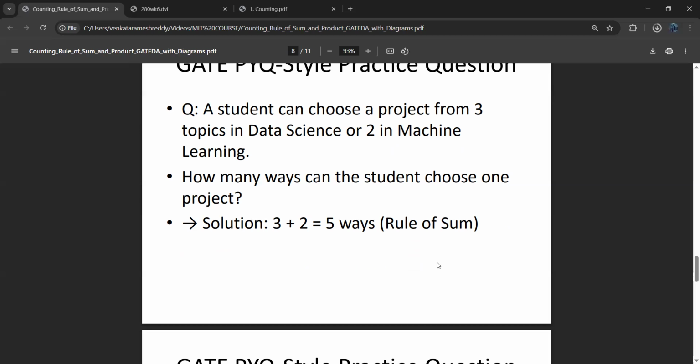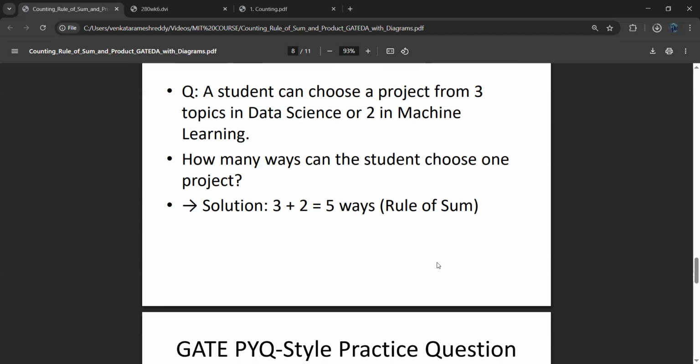Next, the question: how many ways can the student choose one project? It means they are asking how many possibilities the student has to choose one project. He can choose the project from data science or from machine learning, so we have to add those. It comes under the rule of sum, so you need to add those two events: 3 plus 2 equals 5. So overall, he can choose the project in 5 ways. So that is the example.